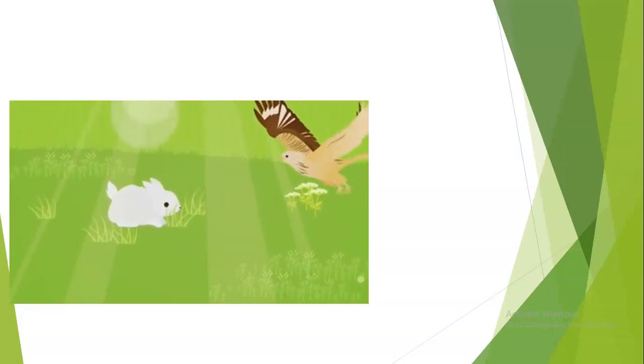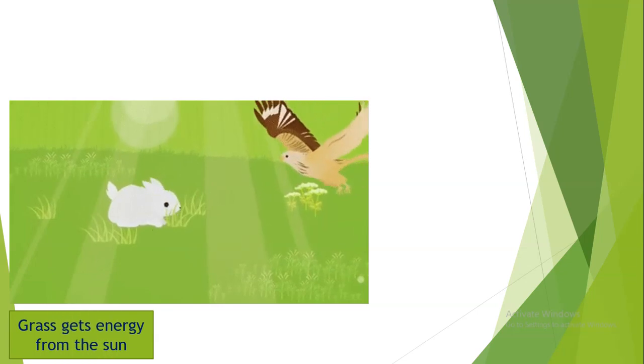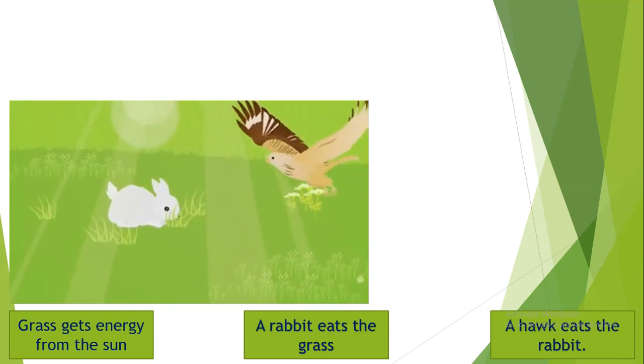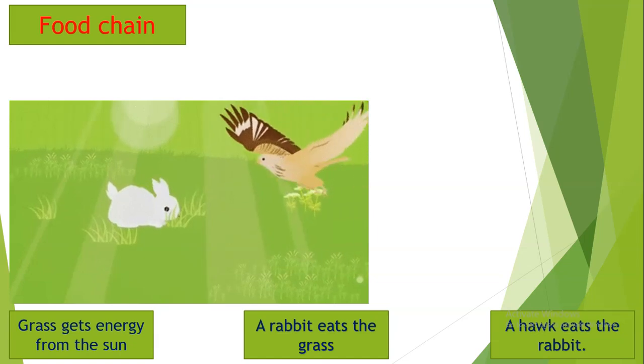I want you to look carefully at this picture. As you can see, grass gets energy from the sun, a rabbit eats the grass, a hawk eats the rabbit. Now, this is a food chain.